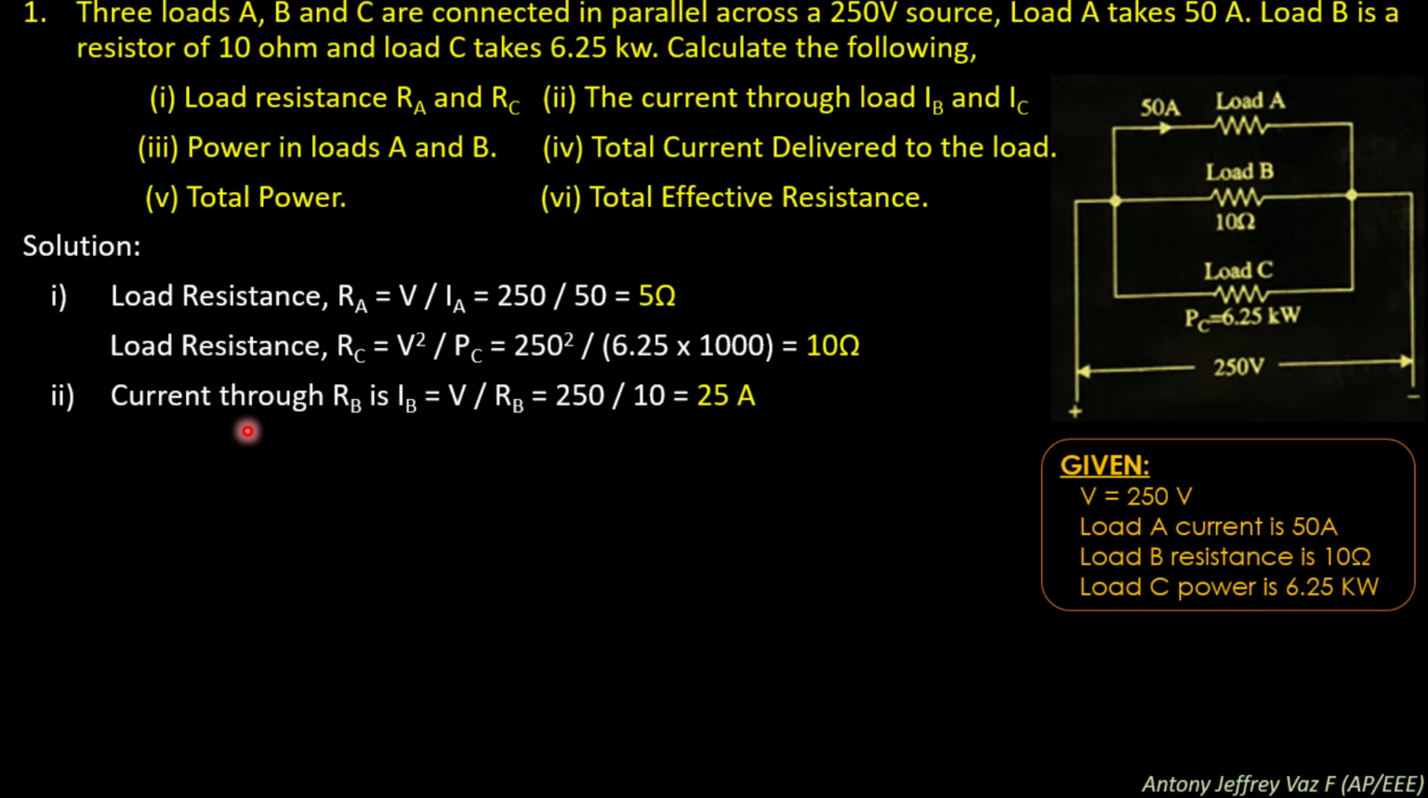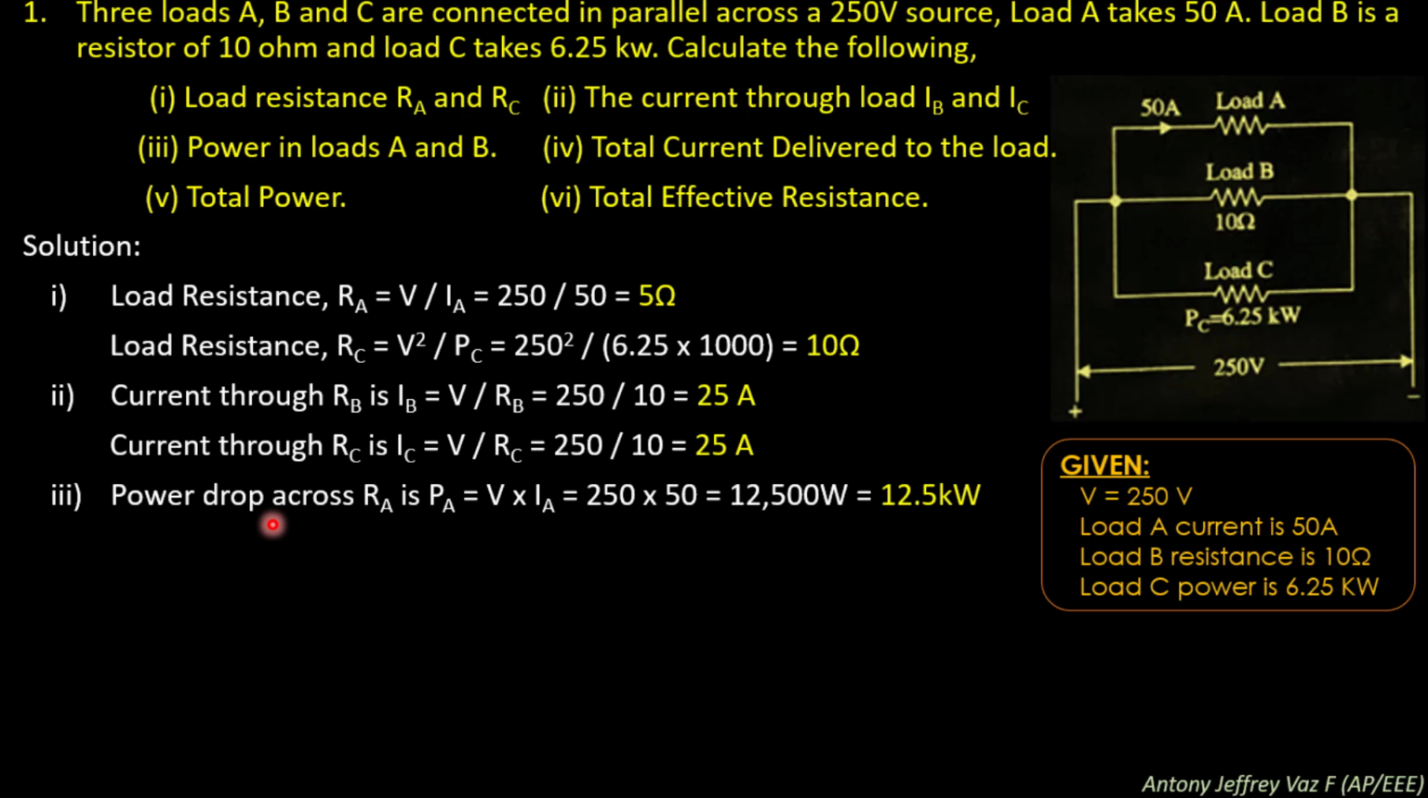Next, current through the load resistance B is IB, and you can find it through Ohm's law, V divided by RB. Here the voltage is known, which is 250 volt, and RB is 10. Then you get 25 amperes of current flowing through the load resistance B. Next, the current through RC is IC equal to VC divided by RC. So 250 divided by 10, again it will give 25 amperes.